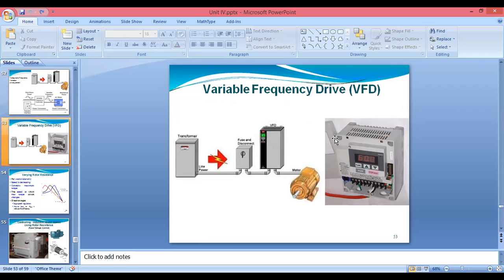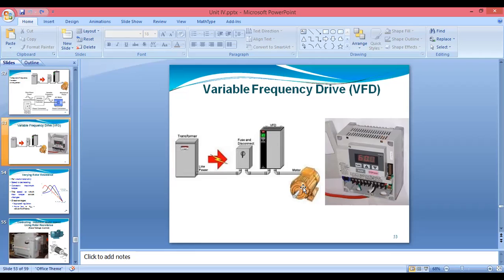When we are changing the value of frequency, we have the equation Ns equal to 120 f upon p. So here we are changing the frequency of the three-phase induction motor. This is the induction motor. When we use the transformer, you will get the value of voltage, line power. You can give it through the fuse and disconnect to the VFD, variable frequency drive, and then give it to the motor. So it will practically look like this.